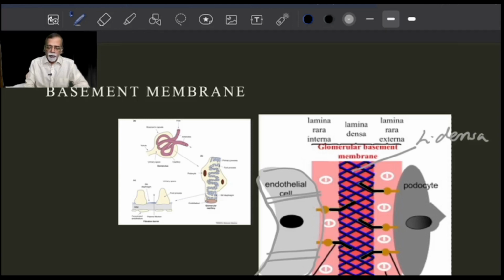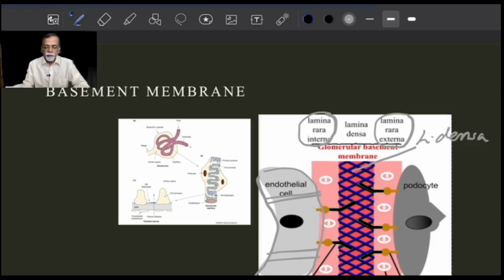And on the inner aspect, towards the endothelial side, it is called lamina rara interna. Rara means it is less dense. And the outer side, towards the podocyte, is called the lamina rara externa. So there are three parts for the basement membrane.